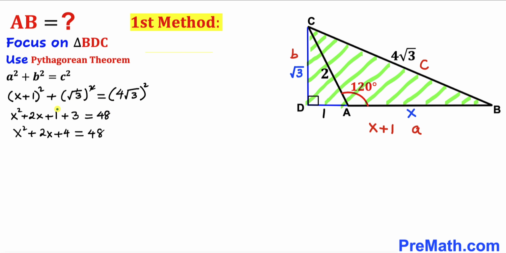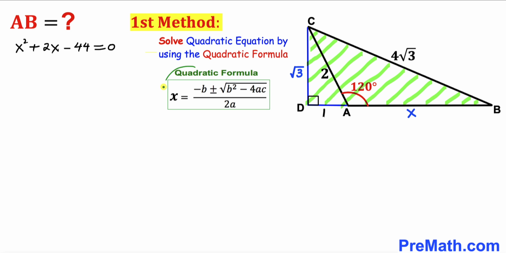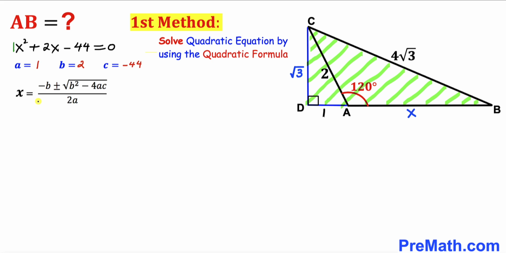In the next step, 1 plus 3 is going to give us 4. Now let's subtract 48 from both sides. So x square plus 2x minus 44 turns out to be equal to 0. Here we got a quadratic equation and we are going to solve it by using the quadratic formula. Here's our quadratic formula. We can see our coefficient a is 1, b equals positive 2, and c constant is negative 44. So let's fill in the blanks in this quadratic formula.